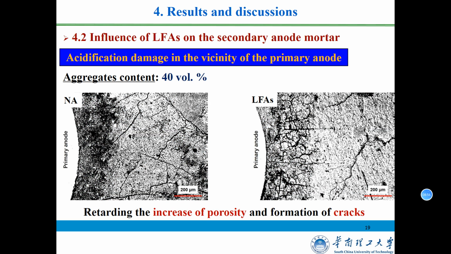This slide shows SAM images in the vicinity of the primary anode after acidification damage. It confirmed that compared to specimen NA, specimen LFA presented a denser microstructure in the severe acidification damage region. Further, the cracks in the mortar matrix were also significantly fewer for specimen LFA.